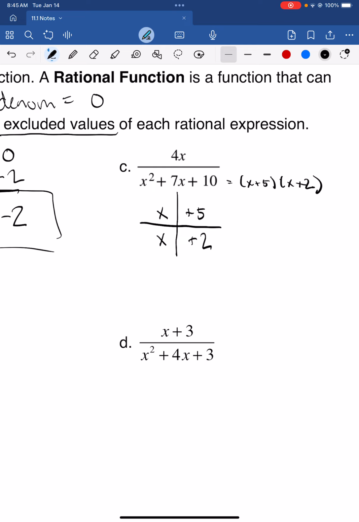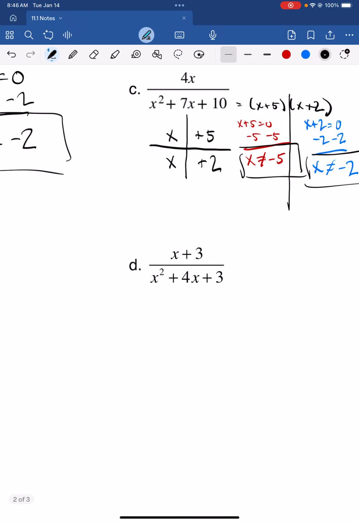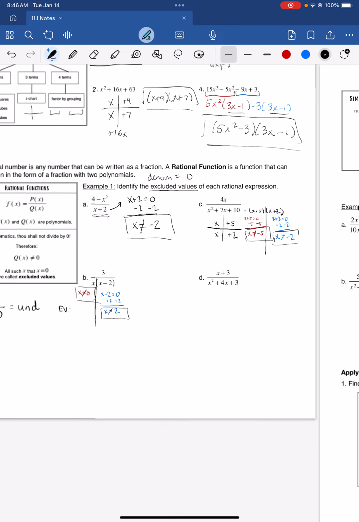And then to find our excluded values, we're just going to set each of those equal to 0. So we got x plus 5 equals 0, minus 5, you'll get x cannot equal -5. And then over here, x plus 2 equals 0. And you'll get x cannot equal -2. So these right here would be our excluded values. All right. Same thing down here, but we'll talk more about that on the back page.